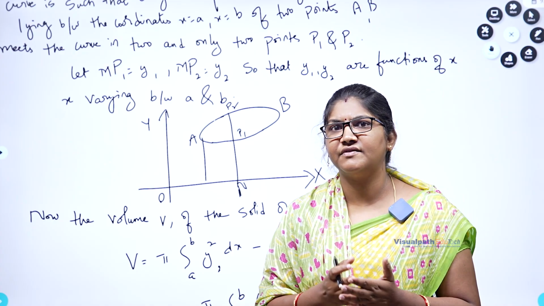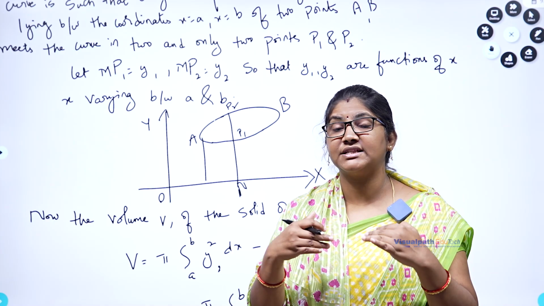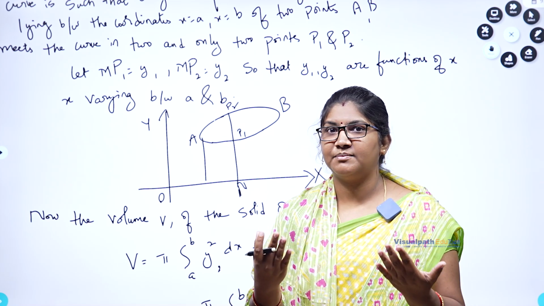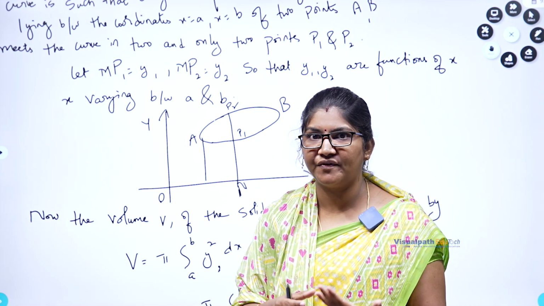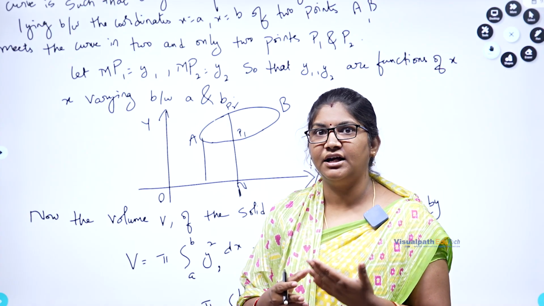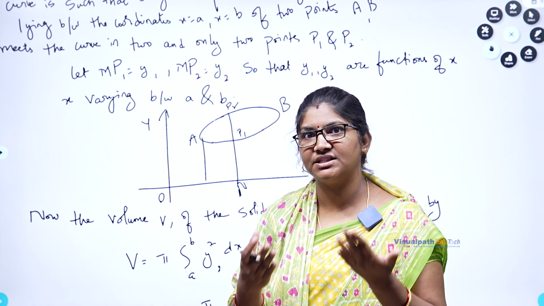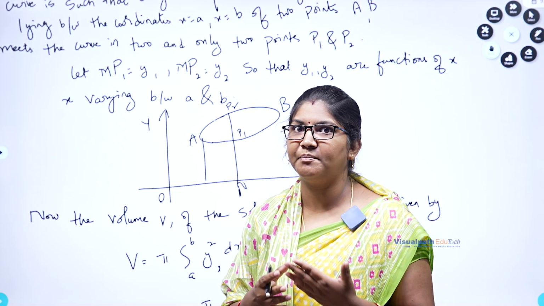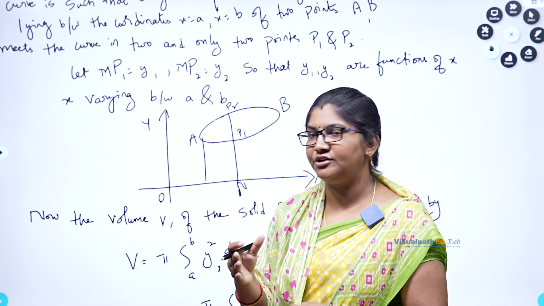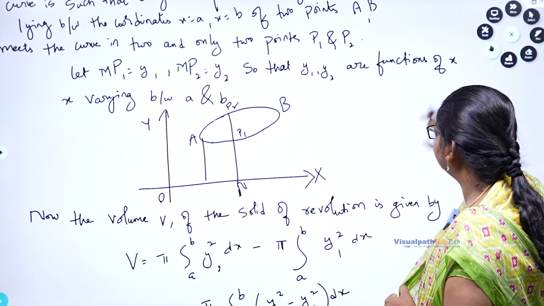What is the volume of revolution for the Cartesian equation? If y is equal to f of x and the x-axis is the axis of revolution, it is integral a to b pi y square dx. For y1, integral a to b pi y1 square dx. For y2, integral a to b pi y2 square dx. See, this is the figure in the coordinate plane.